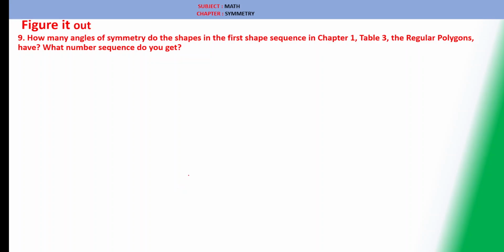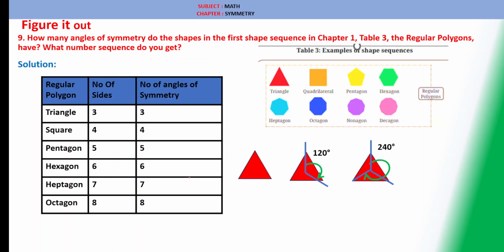How many angles of symmetry do the shapes in the first shape sequence in chapter 1, table 3, the regular polygons, have? And what number sequence do you get? Observe here. These are the regular polygons we have. Let us take the first, the triangle. If we rotate this one, we are going to get 120 degrees, 240 degrees, next 360 degrees. So if you observe here, the angles of rotation are 120, 240 and 360. So here for the triangle, the number of angles of symmetry is 3.